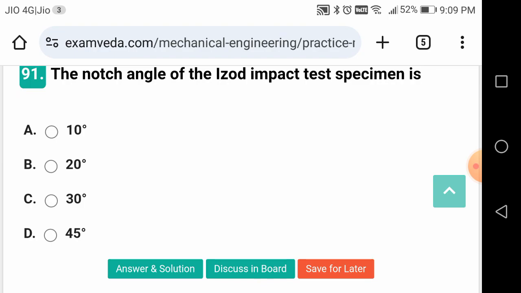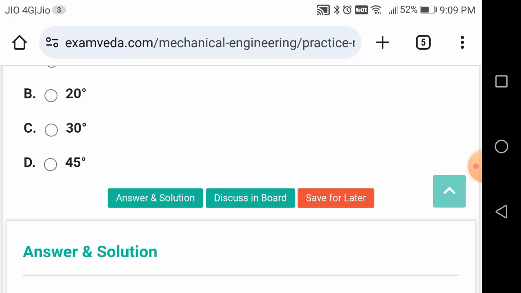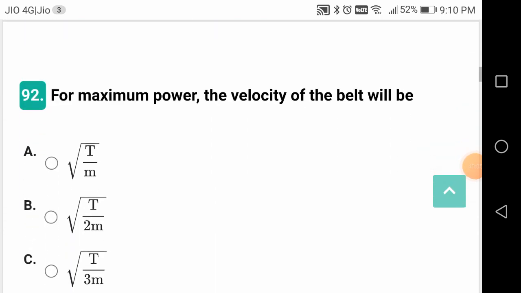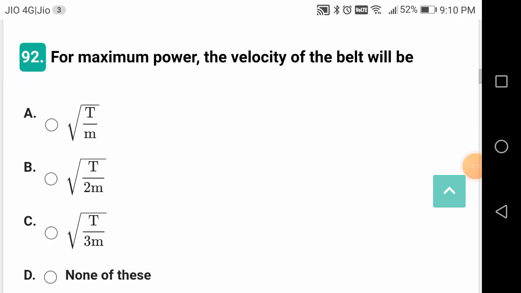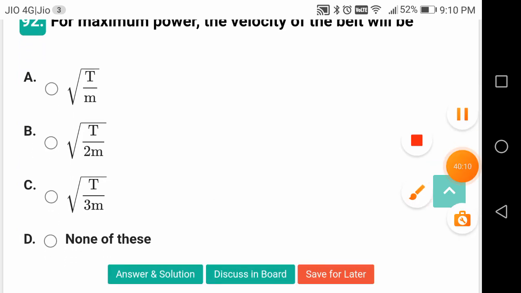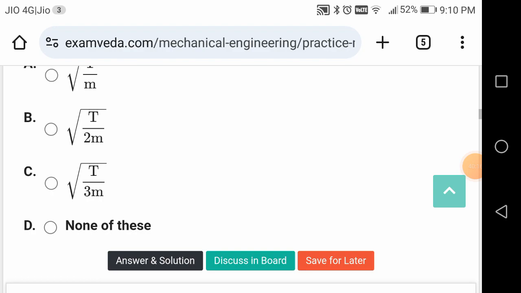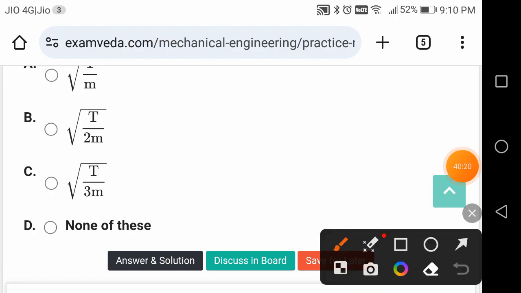The notch angle of the impact test specimen is, once again, an important question. 45 degrees. For maximum power, the velocity of the belt must be sqrt(T/3m), where m is the mass per unit length and T is the total tension in the belt. What is the total tension, by the way?